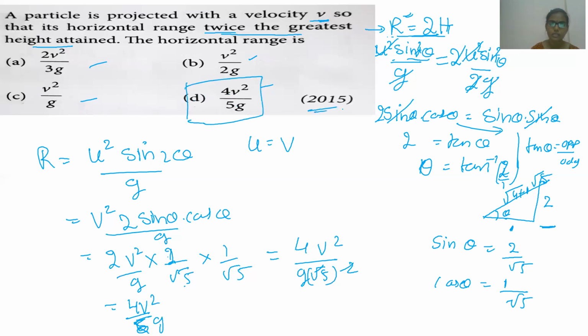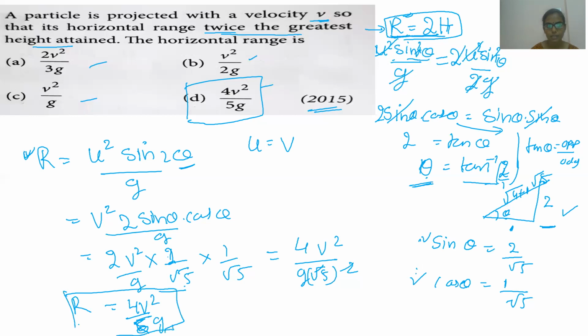Okay. So this was asked in 2015 again. Clear children? What is the question they asked? They asked you to find the horizontal range, but they have not given theta. You need to get theta using the given relation, R is equal to 2h. Based on that, first you find theta. Using theta as tan inverse, you will draw the triangle. Find sine theta and cos theta, and substitute those values here. You will get the horizontal range in terms of velocity and g: 4v square by 5g. I hope this is clear to everyone, children.